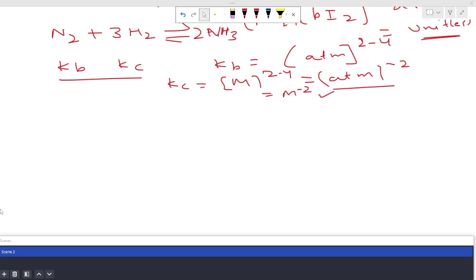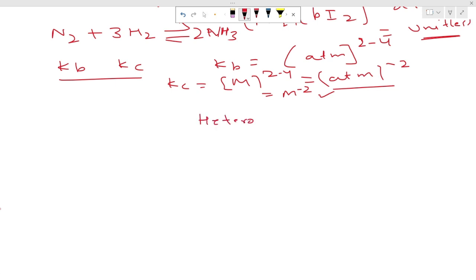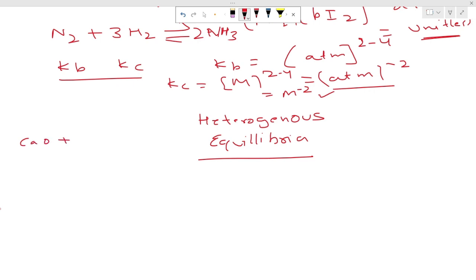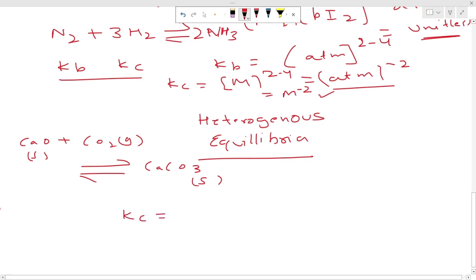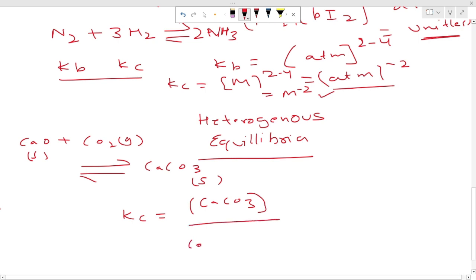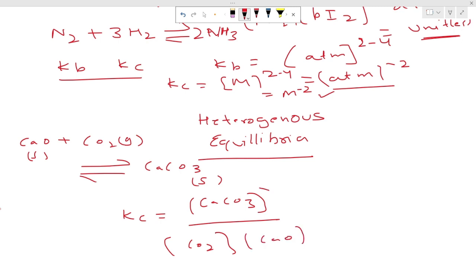Let's see a case of heterogeneous equilibria also. Say we have a reaction, calcium oxide, this is solid, plus carbon dioxide gas gives you calcium carbonate, that is solid. Now for this reaction, if you want to write the equilibrium constant Kc, Kc is equal to the concentration of calcium carbonate divided by the concentration of carbon dioxide into the concentration of calcium oxide.